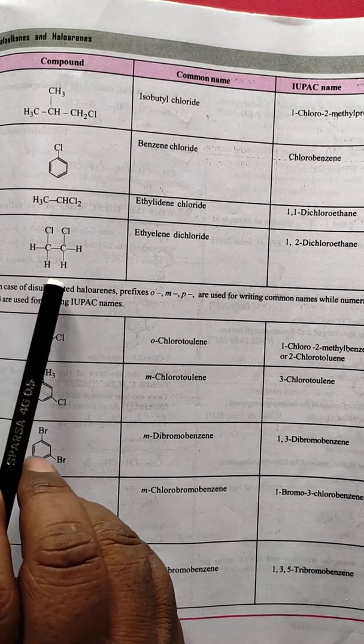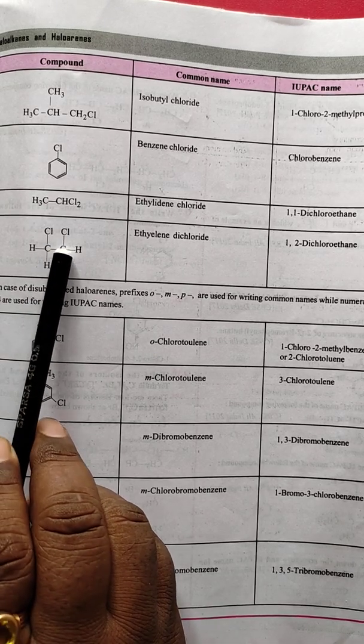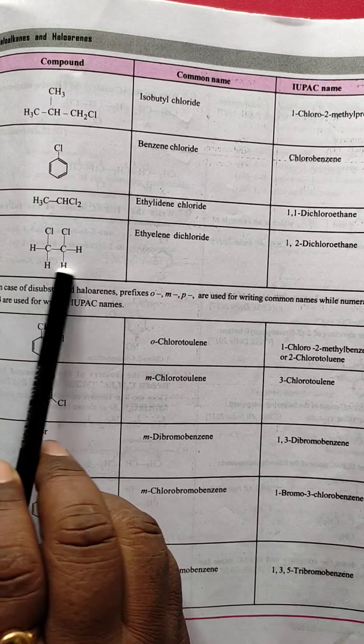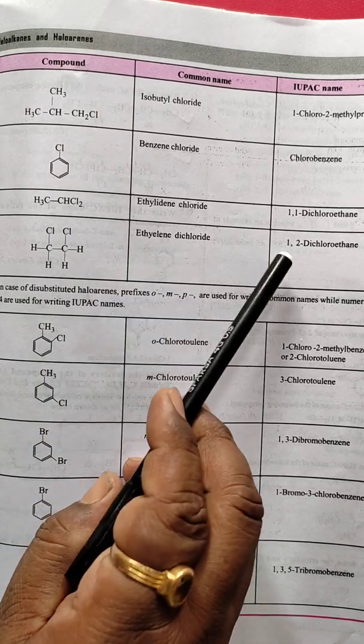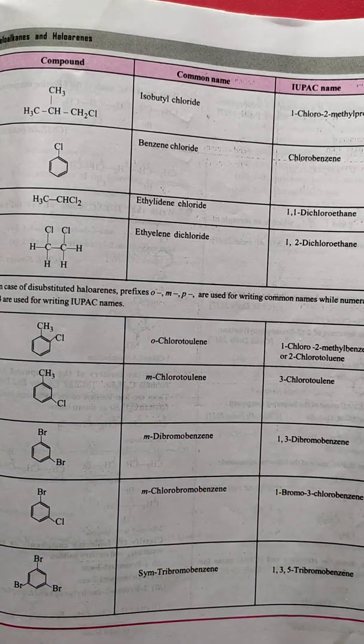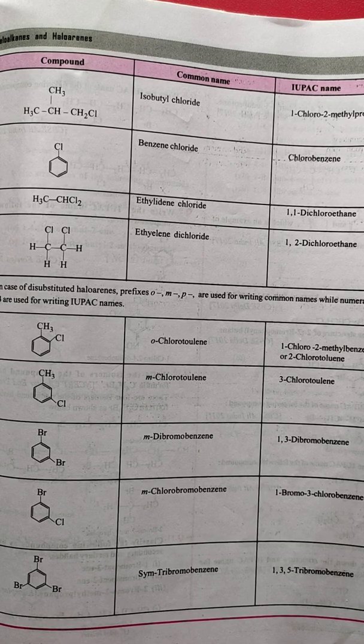Ethylene dichloride, we have 2 chlorines attached, with the ethylene unit attached to it, so we have ethylene dichloride, that is 1,2-dichloroethane.